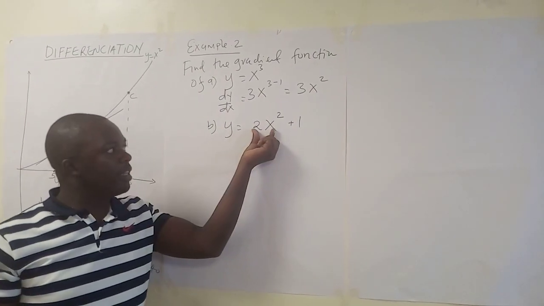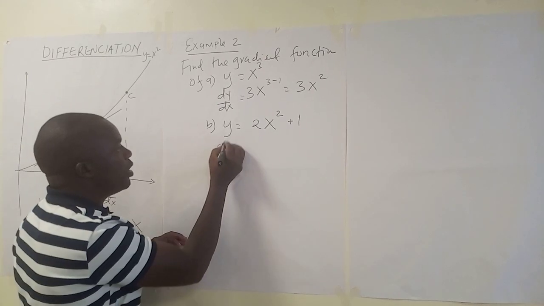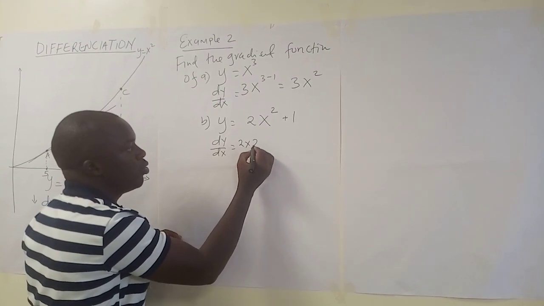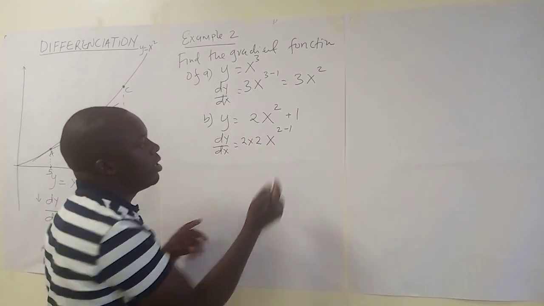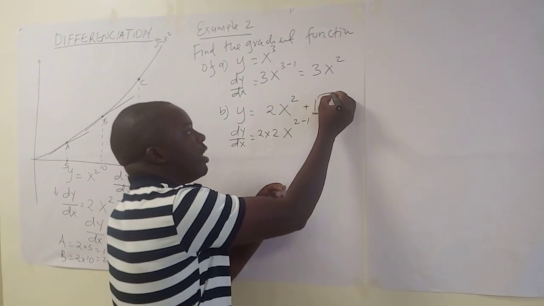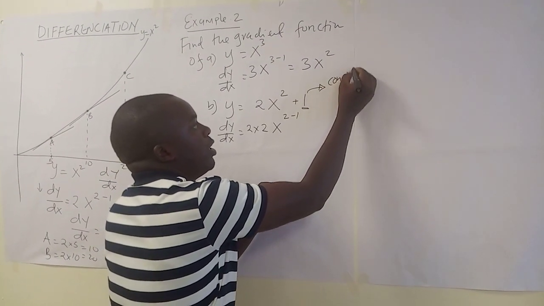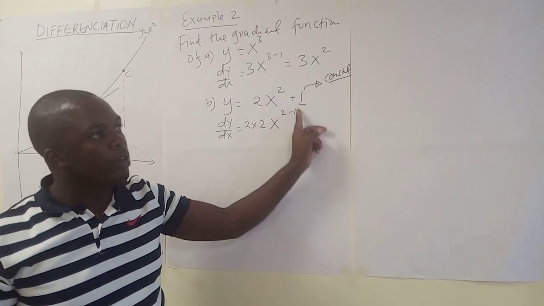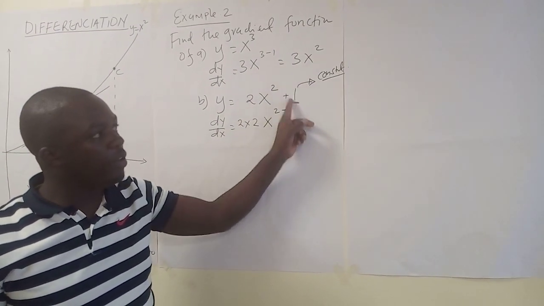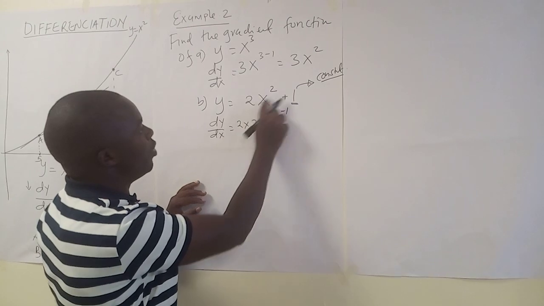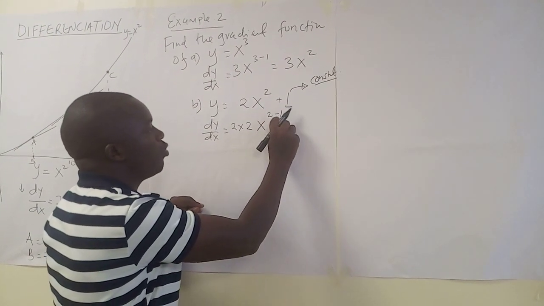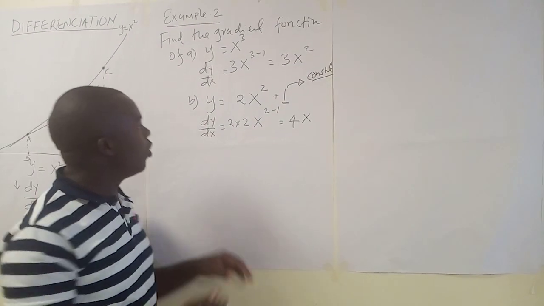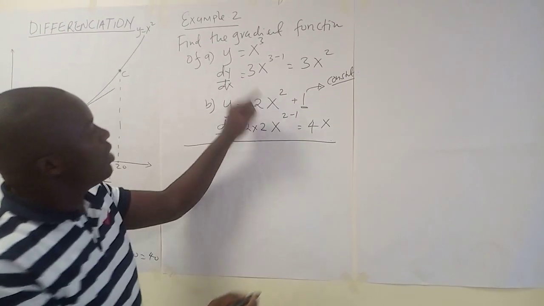So it is good to note that for this gradient function, dy/dx is going to be, you bring this 2 here, so it's 2 times 2x to the power 2 minus 1. Then it is good to know that this is a constant. Anything without the x is a constant, and the derivative of a constant is always 0. So this will be 0. So it's going to be 2 times 2 times x to the power 2 minus 1, and the answer is going to be 4x, because 2 minus 1 is 1. So the gradient function is 4x.